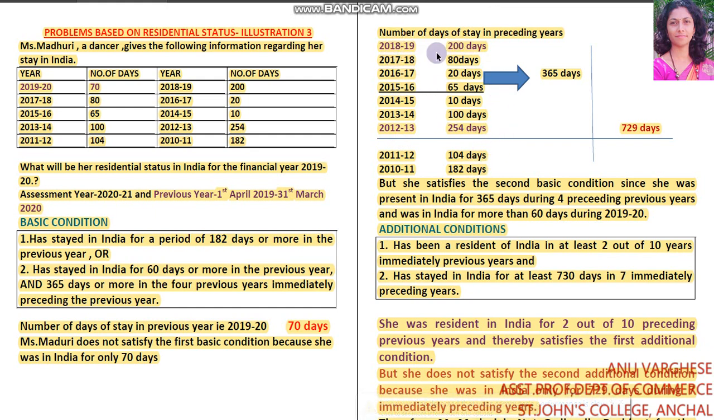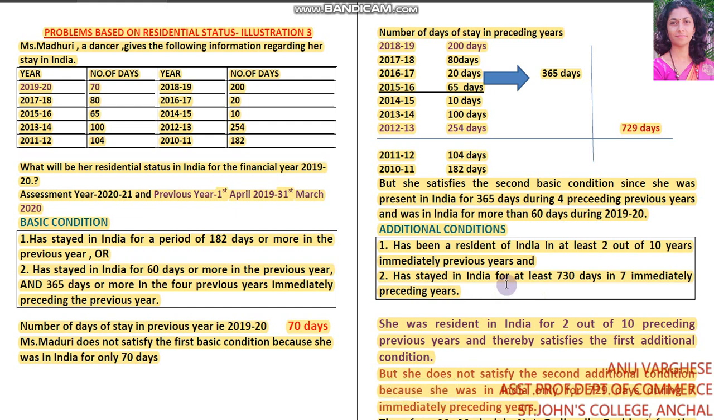In 2018-19, her days of stay is 200 days. And in 2012-13, days of stay is 254 days. So she is resident for 2 years out of 10 years preceding the previous year. She is satisfying first additional condition. Now let us check whether she is satisfying second additional condition.